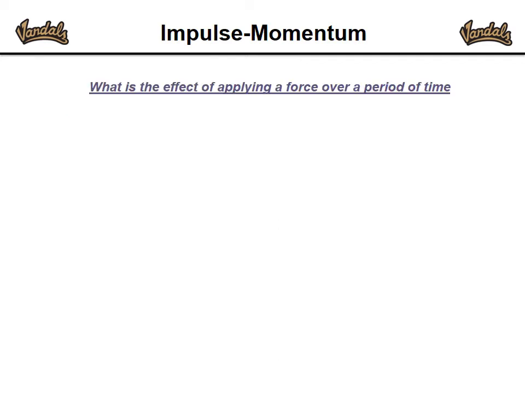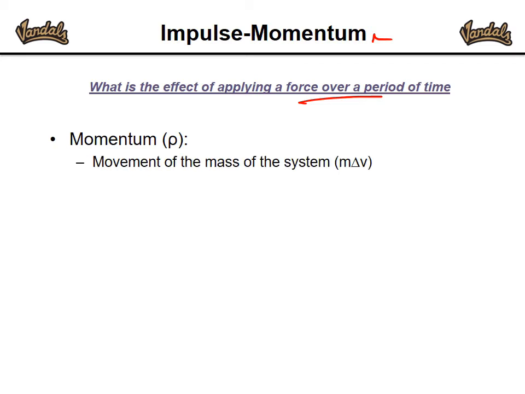And we talked about the impulse part of it, so that is the force over a period of time. Now what is the effect of that force over a period of time? That's this other portion of what you see on top here, and that's momentum, or rho. And that is simply describing the movement of the mass of an object as the mass times what happens with its velocity in response to that impulse. It is expressed in kilogram meters per second.